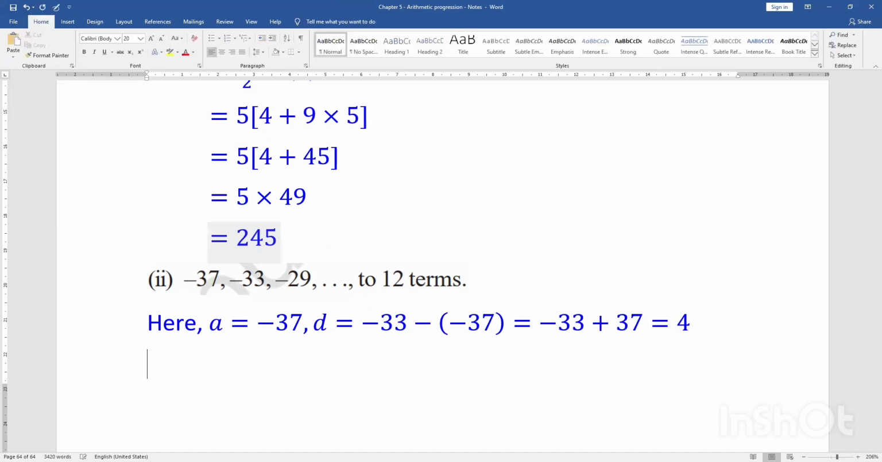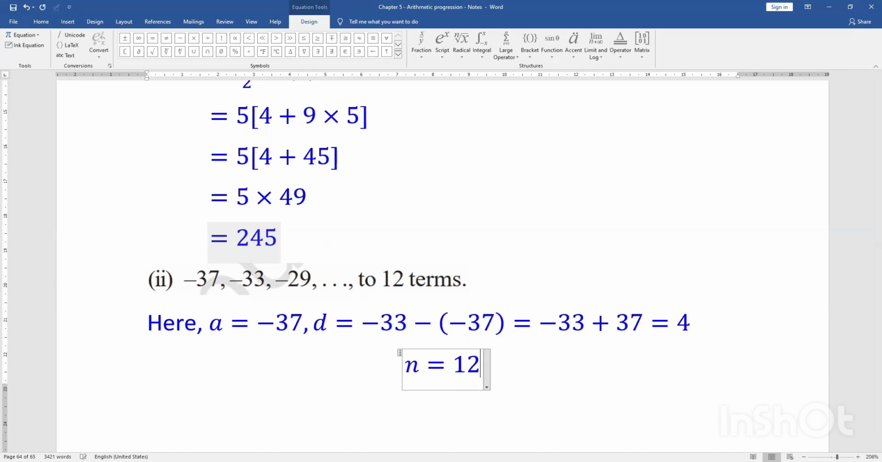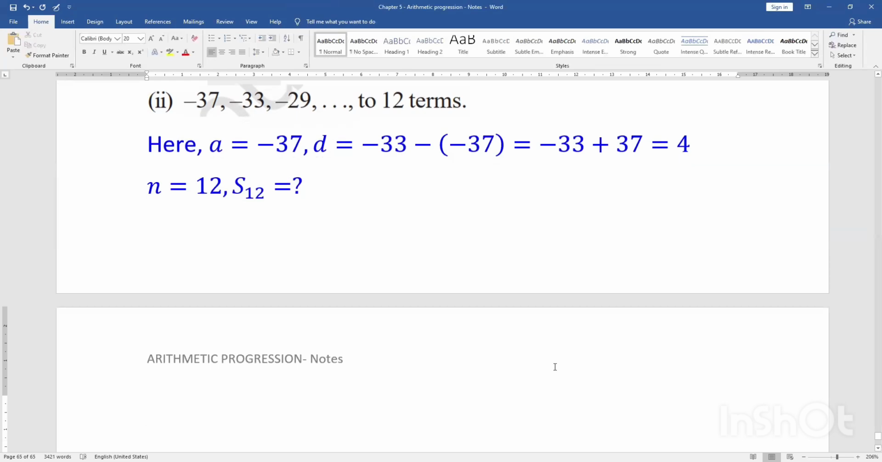Right. And then what's the value of n? So here n, take it as 12. And then what we need to find out? I need to find out S12. So we are going to write S12 question mark. So S12 is taken as question mark. Now what is the formula? So that is the Sn formula.